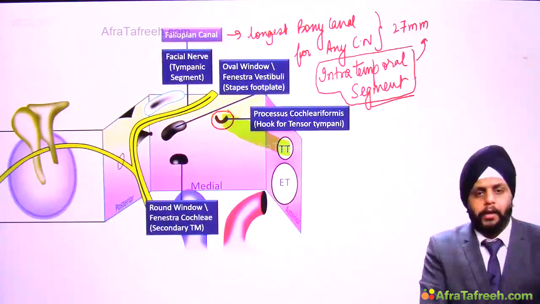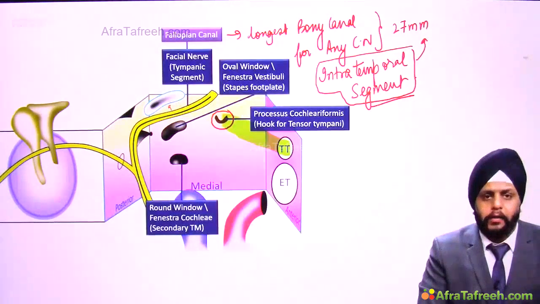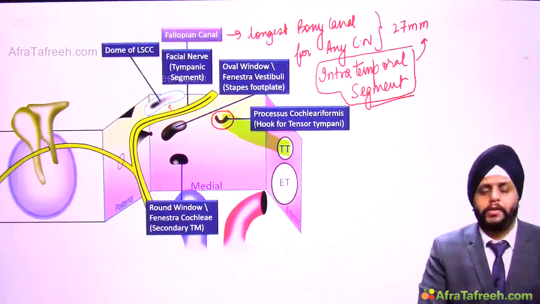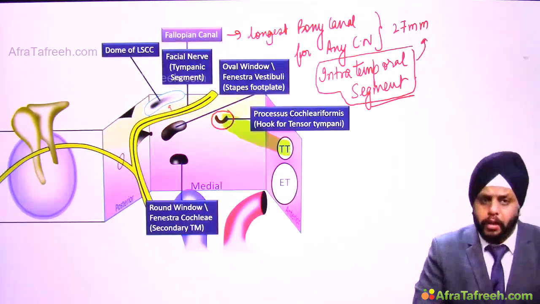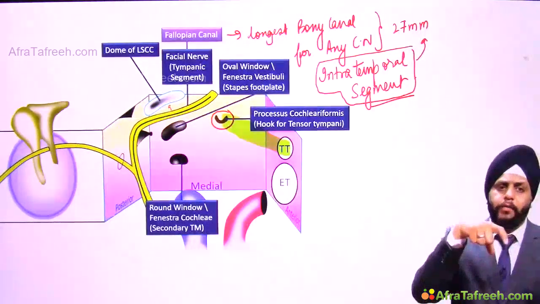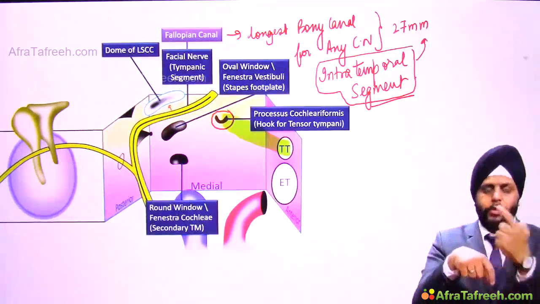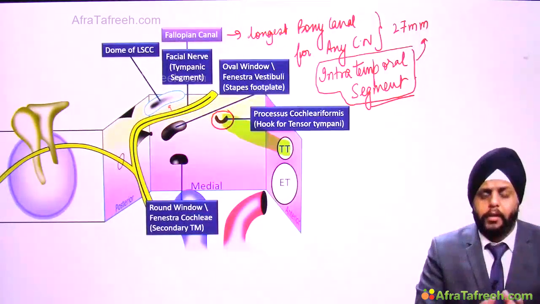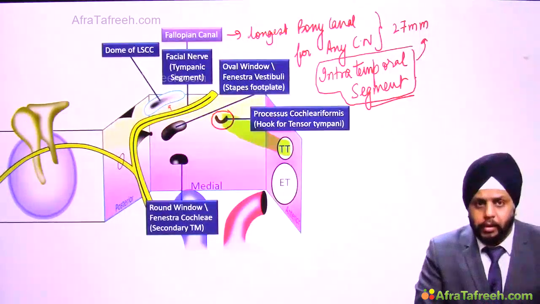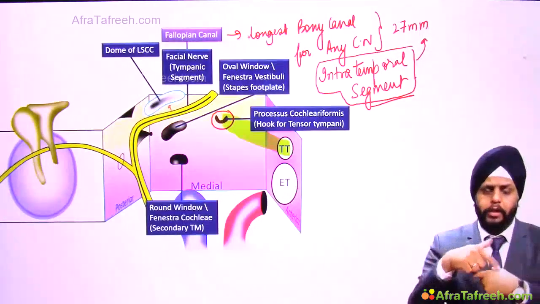Now above this facial nerve, you can see a structure over here. This is known as the dome of lateral semicircular canal. So you see, there are three semicircular canals. One semicircular canal we saw was the superior. It is going up, of course, and it forms a bulge on the tegmen that is known as arcuate eminence. Now the lateral canal is coming out.